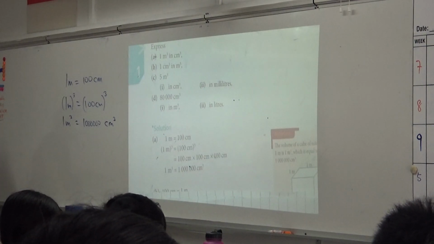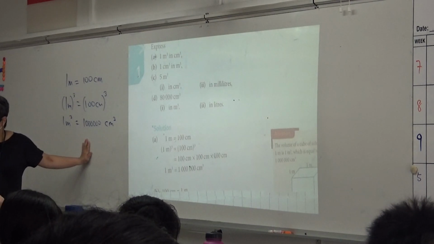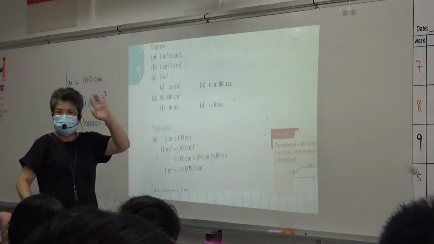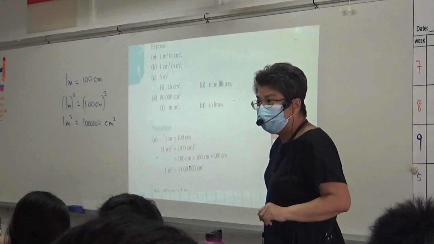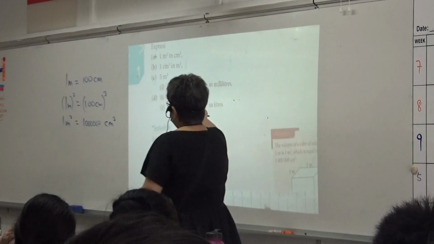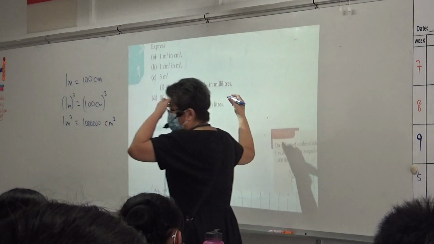Is that clear? Alright? Now, usually I don't get people to memorize because it's very difficult to memorize. You just cube it, you use a calculator, you get the answer. Do you understand? So there's no need to memorize so many things. Okay? Now, then they want part B, 1 cm cube in meter cube.